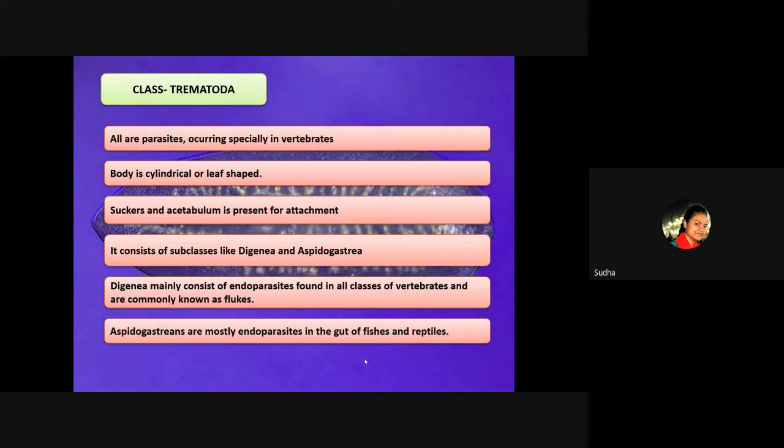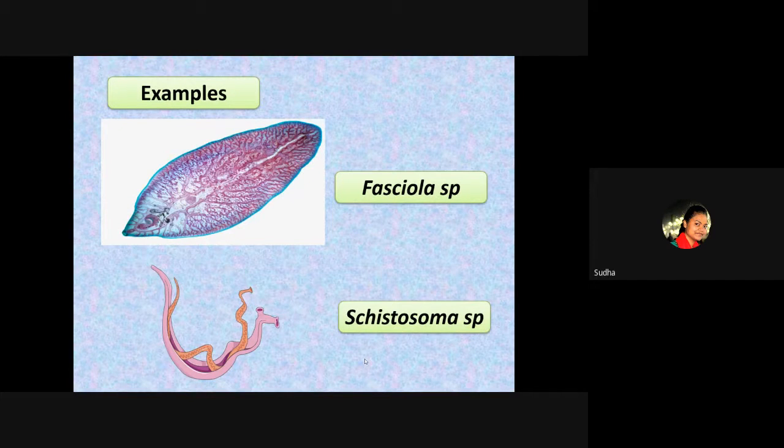Next is another subclass, that is subclass Aspidogastria. Aspidogastrians are mostly endoparasites in the gut of fishes and reptiles. So mainly we can find Aspidogastrians as endoparasites in the gut of fishes. These are the two subclasses, Digenea and Aspidogastria, under class Trematoda. Examples are Fasciola and Schistosoma. Fasciola, as you can see, is the liver fluke we know.